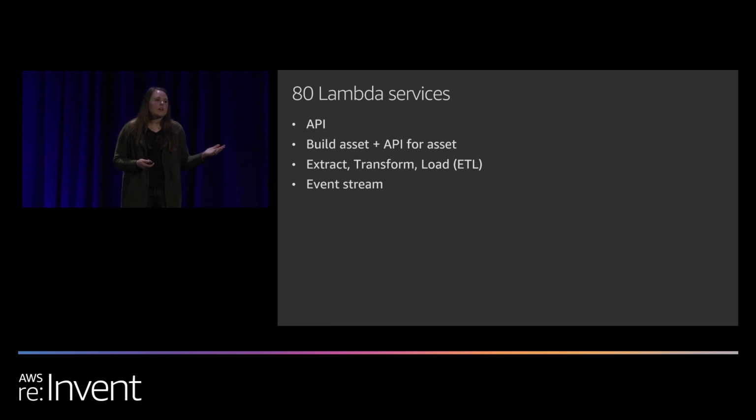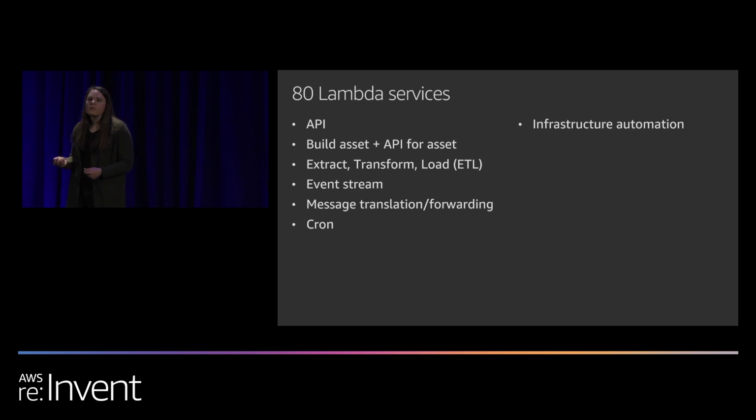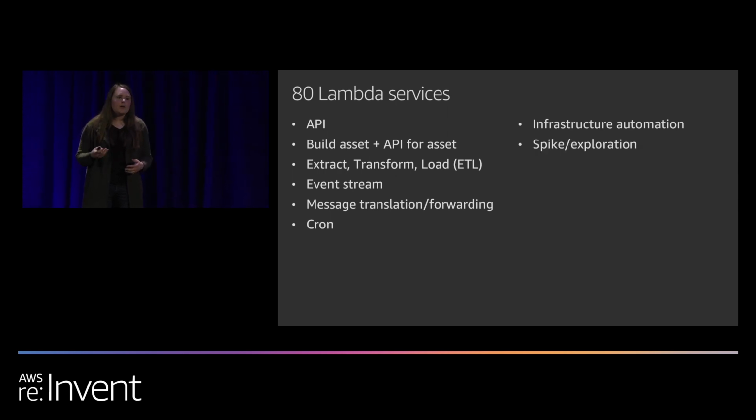We use Lambda with AWS Kinesis as an event stream. We use Lambda for message translation and forwarding. We use Lambda for cron jobs. We use Lambda for infrastructure automation, for example, to automate backing up GitHub. And we frequently use Lambda for spiking or exploration or prototypes. When we're building a service and we're not sure yet what architecture we want, we typically start with Lambda.